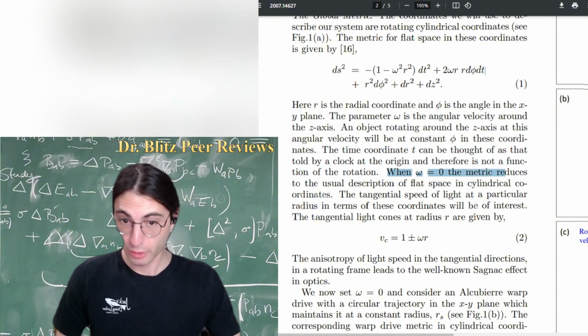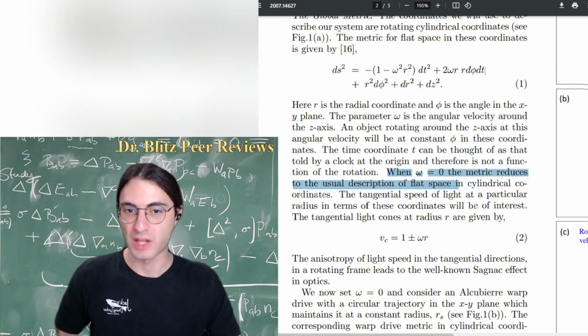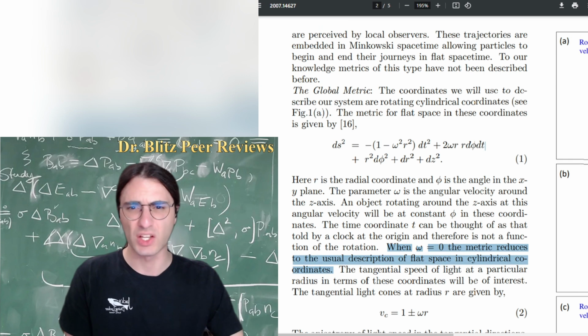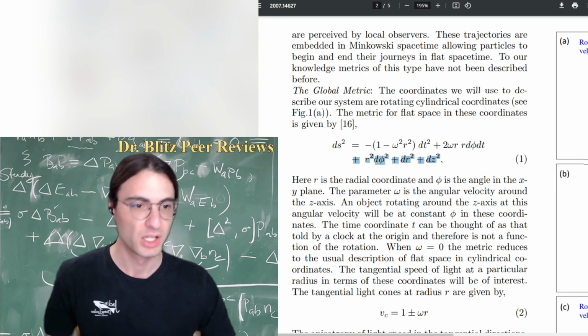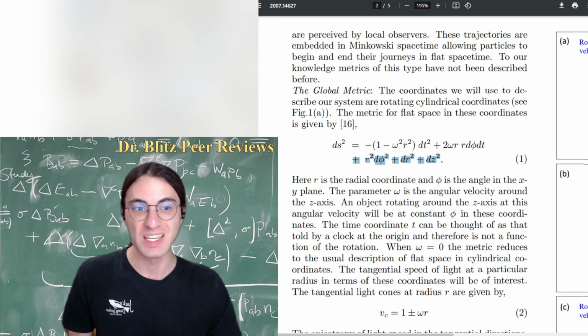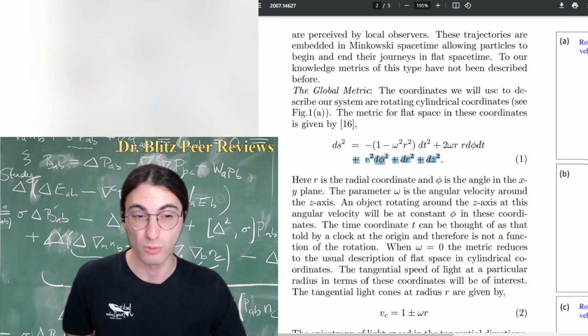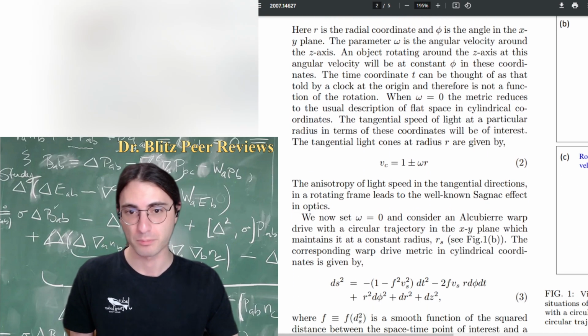When omega equals 0, the metric reduces to the usual description of flat space in cylindrical coordinates. So we can just take a look. Set omega to 0. Throw away this term, and you're just left with dt squared and then cylindrical coordinates. So it's totally well defined. This isn't spherical coordinates. This is rotating cylindrical coordinates. But anyway.